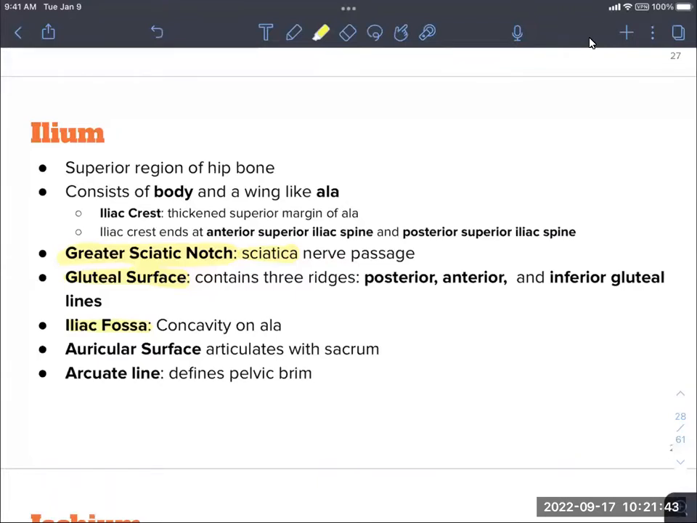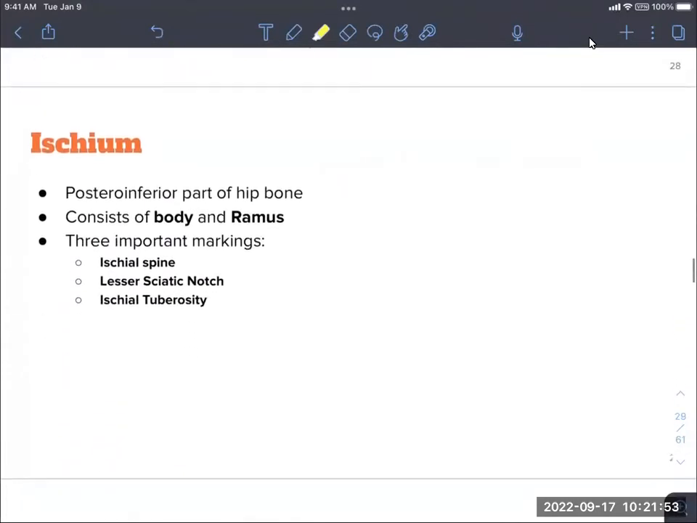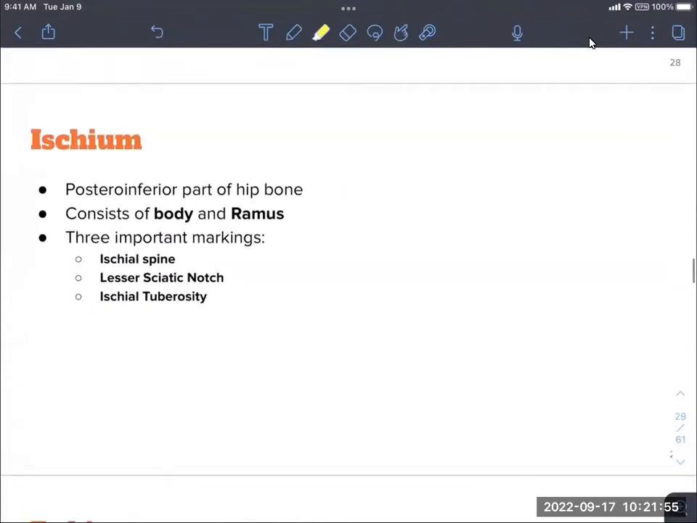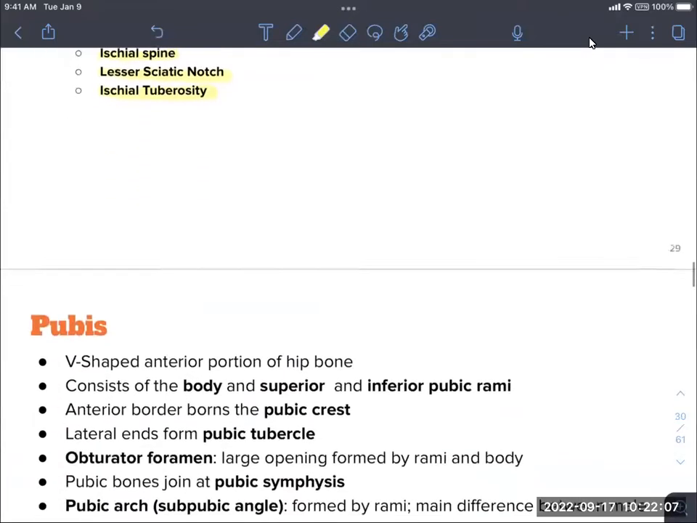You have that auricular surface that articulates with the sacrum. And then you have what's called an arcuate line. You don't need to know that though. On the ischium, there is an ischial spine and your ischial tuberosity, that's your sit bones. That's what you sit on every day. Then your lesser sciatic notch.